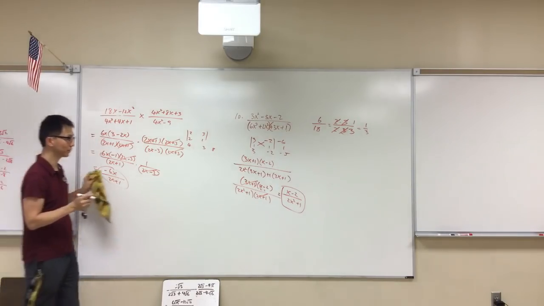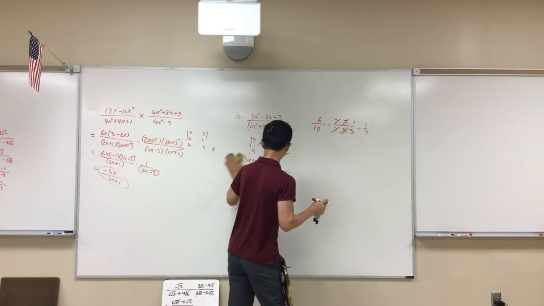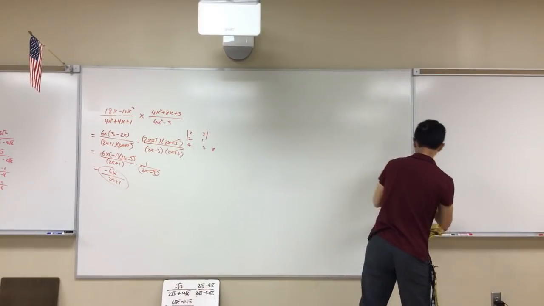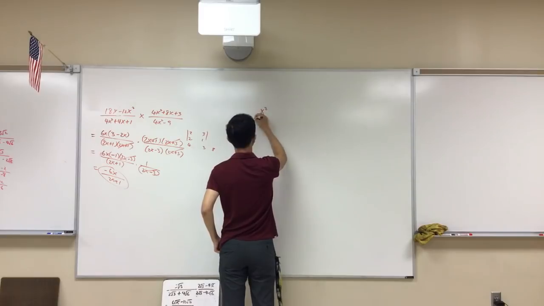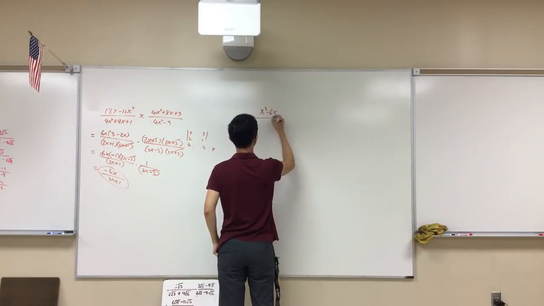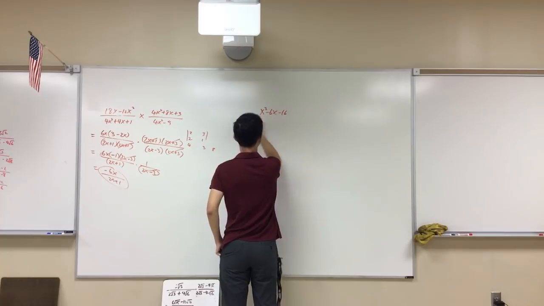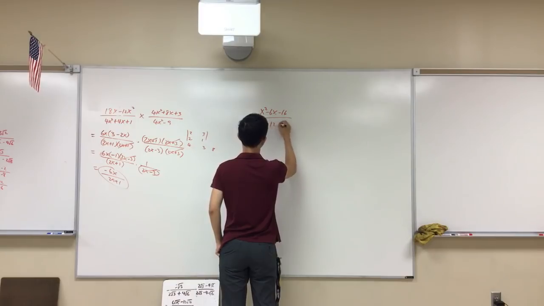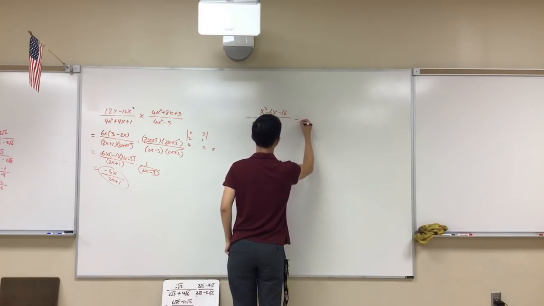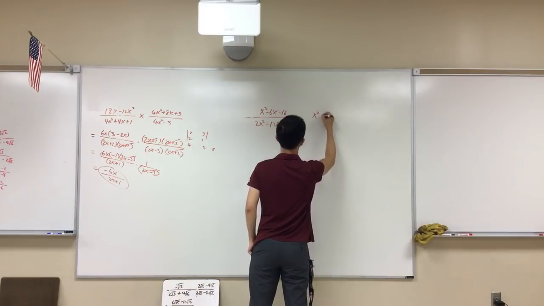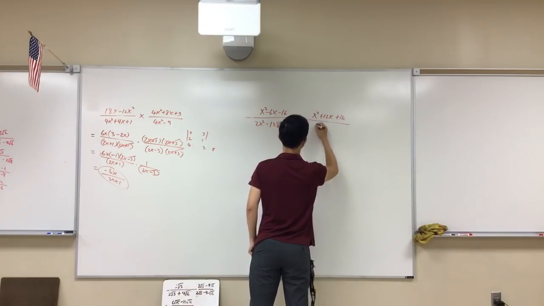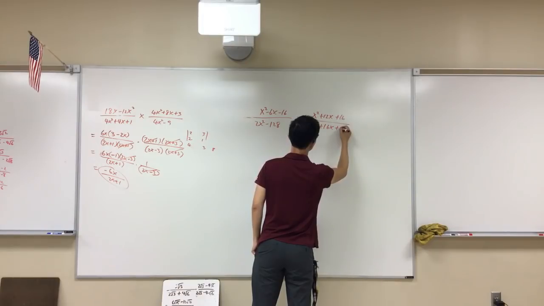Okay, next question. Number 12. What does number 12 say? X squared minus 6x minus 16 over 2x squared minus 128, divided by x squared plus 12x plus 16 over x squared plus 16x plus 64.